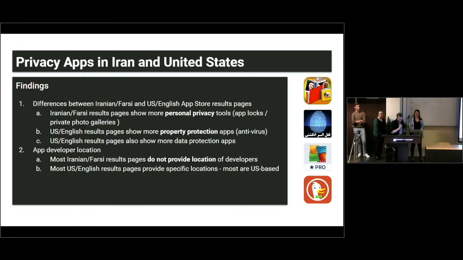Thanks. So the findings were that there was a difference between the Iranian Farsi search results and the US English search results. In the Iranian results, they showed more personal privacy tools like app locks. So the top one there is a logo from the app lock, or private photo galleries. And then in the US results, it was more property protection, is how you could categorize it, such as antiviruses or data protection apps like DuckDuckGo, or a privacy checkup tool. And the developer location, like I said, in the Iranian results was not provided, whereas in the US they're more specific about providing it.